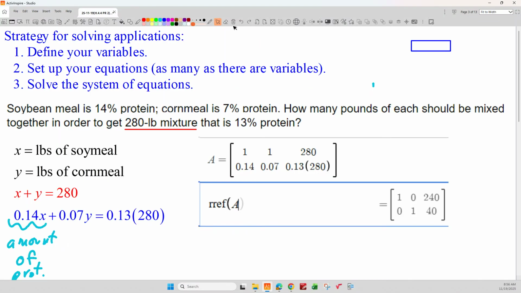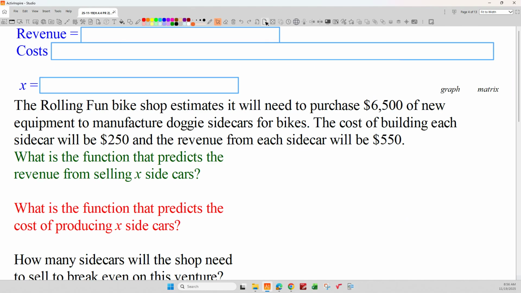All right, click those or close at least part way, and let's talk about another one. How about something like this, a little different look. The Rolling Fund Bike Shop estimates it will need to purchase $6,500 of new equipment to manufacture doggy sidecars for bikes. The cost of building each sidecar will be $250, and the revenue from each sidecar will be $550.